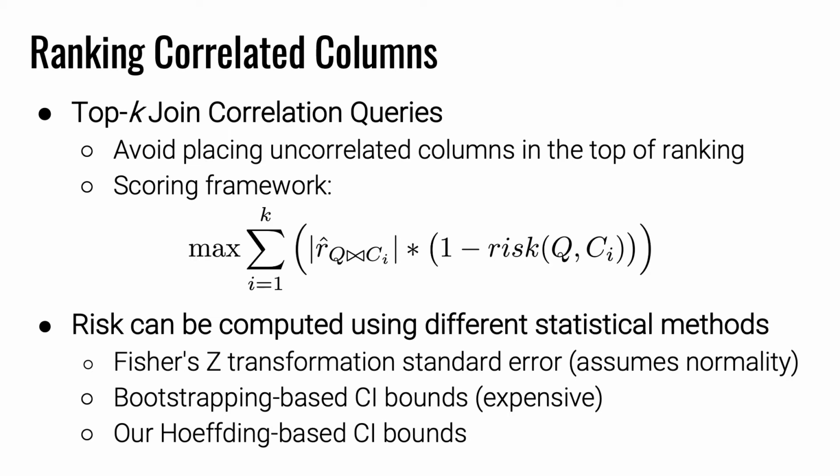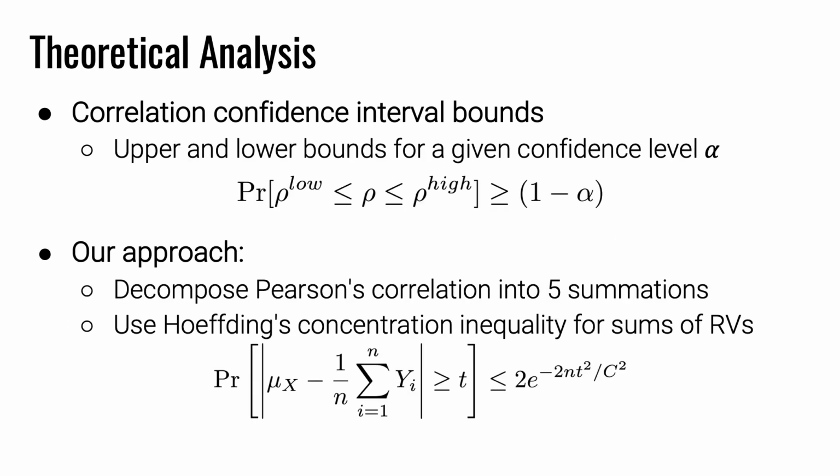To address these problems, we performed a theoretical analysis and we proposed new confidence interval bounds for correlations. Our bounds are both fast to compute and make no data distribution assumptions. More formally, we calculate upper and lower bounds for a given confidence level alpha. Our approach to construct this interval consists in decomposing the correlation into 5 different terms that are sums of random variables. Then, we use Hoeffding's concentration inequality to create bounds for each of these 5 independent terms. Finally, we combine these 5 bounds into a single confidence interval using a union bound.